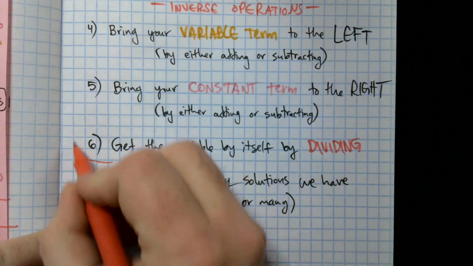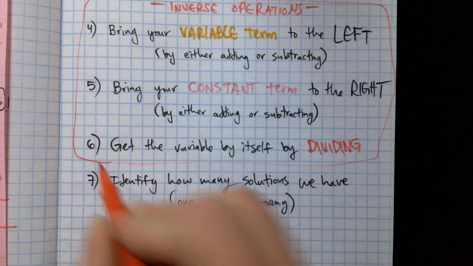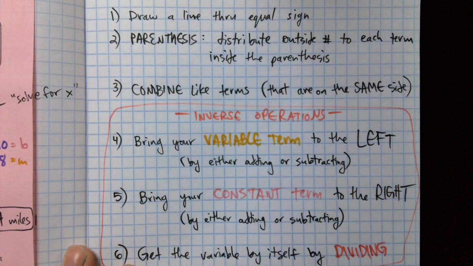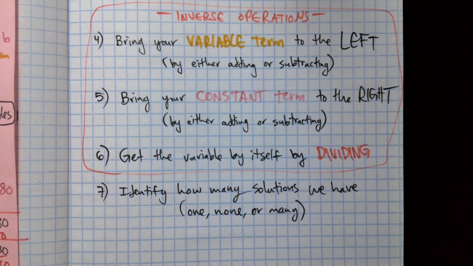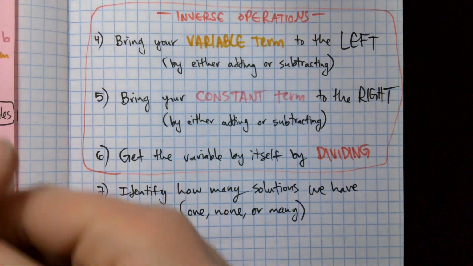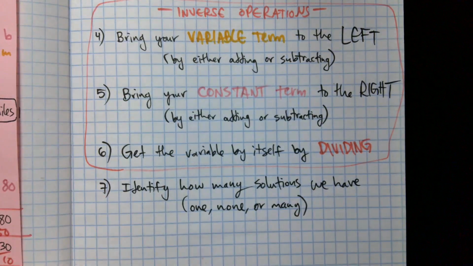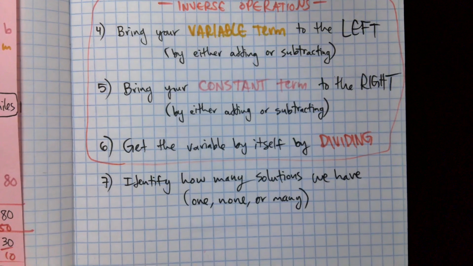So step 4, 5, and 6, those are my little inverse operations. That's most of the work. Once we get it all cleaned up with distributing and combining like terms, a majority of our work is just doing the opposite thing of what we see, the opposite operation. And then just identifying how many solutions we have.